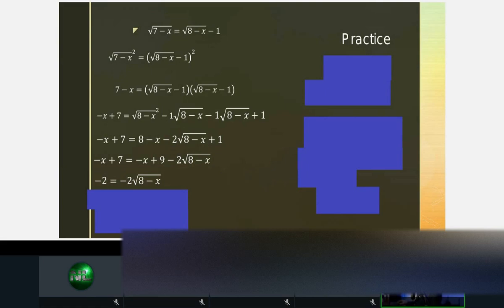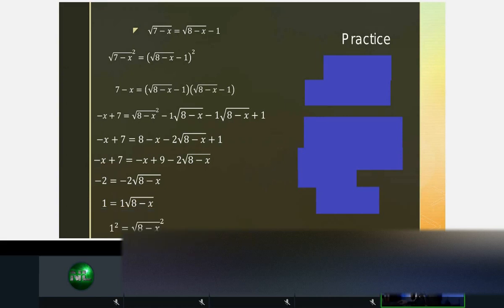It is. And then, remember, I want to get the radical by itself, so I want to get rid of this coefficient. This is -2 times the radical. The opposite of multiplication is division, so divide both sides by -2. And that's how we get 1 equals 1 radical 8 minus x. Just like variables, when you have a 1 in front, we don't have to write the 1. 1 radical is the same thing as saying radical. 1x is just like saying x. It's the same thing.